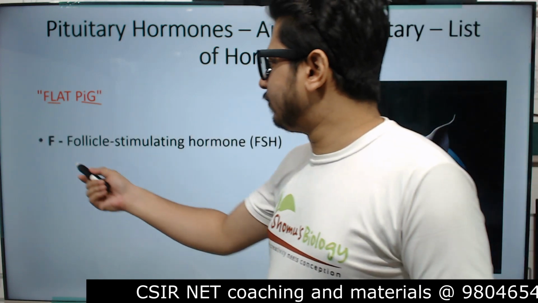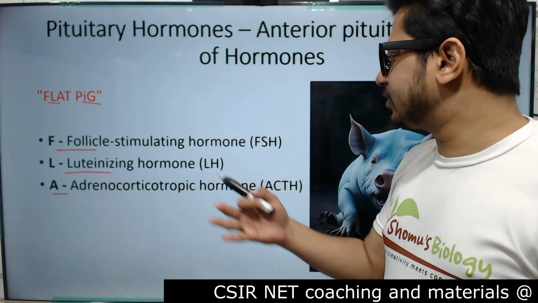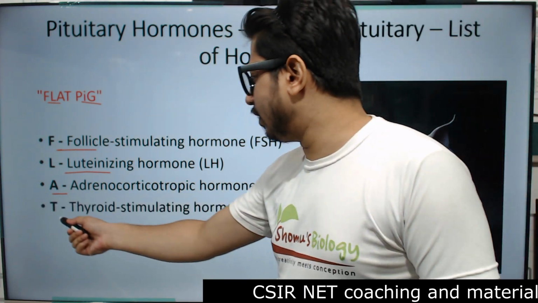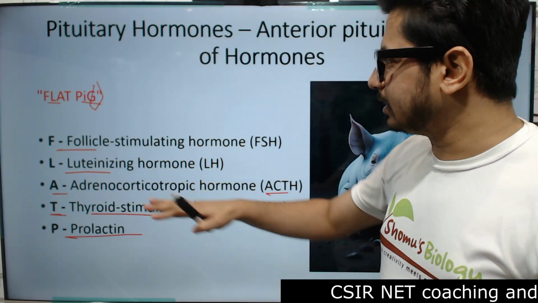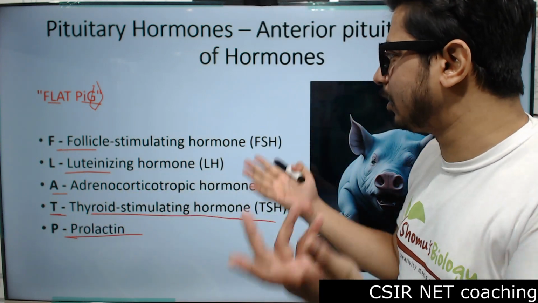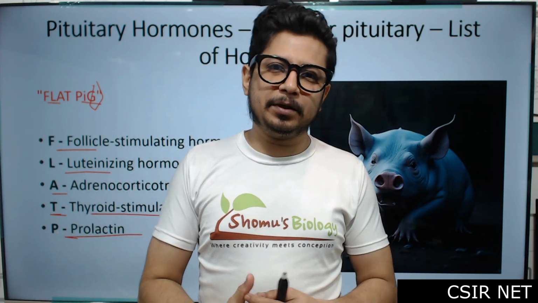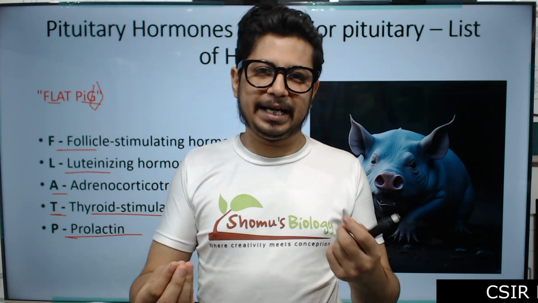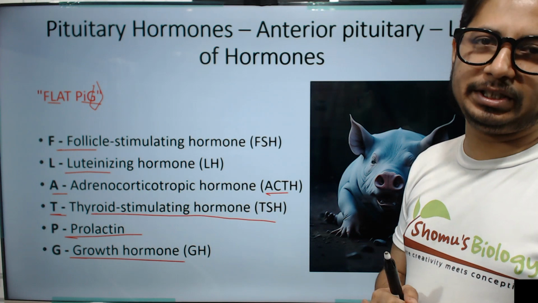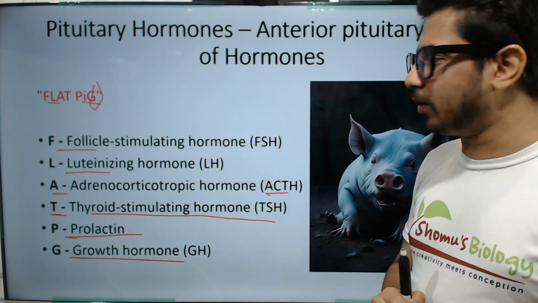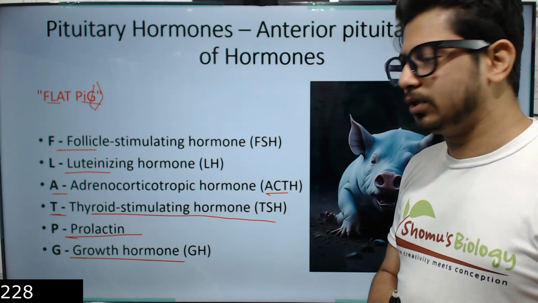Okay, so let's begin. F for follicle stimulating hormone. L for luteinizing hormone. A for adrenocorticotropic hormone or ACTH. T for thyroid stimulating hormone, and P for prolactin. All these hormones are very important hormones secreted by the pituitary gland, particularly the anterior pituitary gland, because from the posterior pituitary gland there is only oxytocin and ADH, antidiuretic hormone, which we'll discuss later. So here G for growth hormone or GH. So all these are listed: six different hormones: follicle stimulating hormone, luteinizing hormone, adrenocorticotropic hormone, thyroid stimulating hormone, prolactin, and growth hormone.